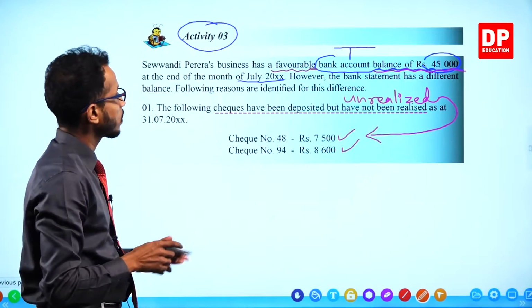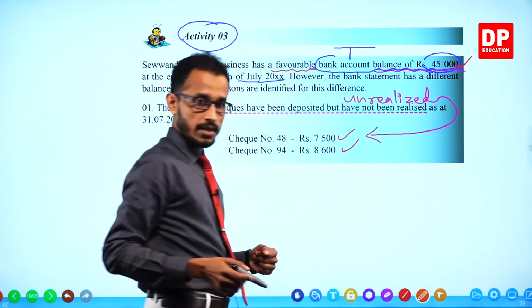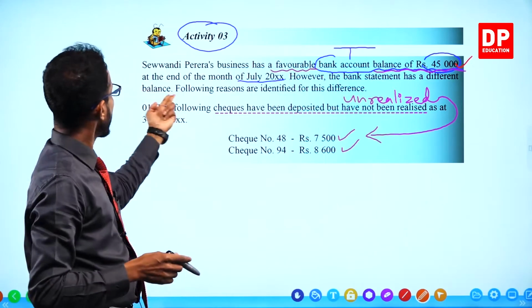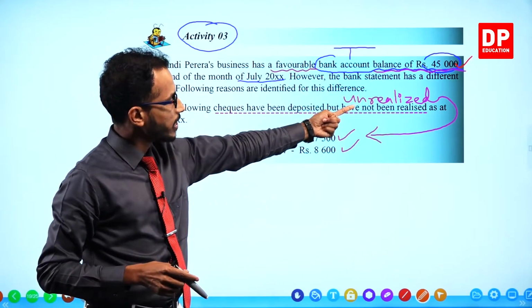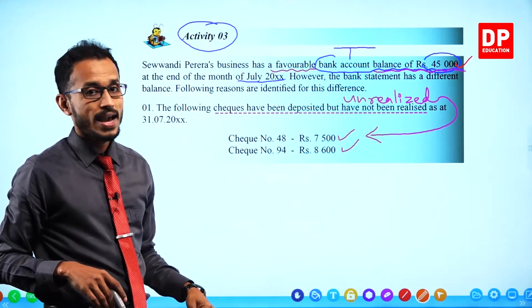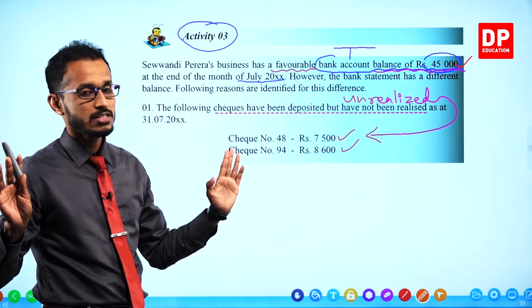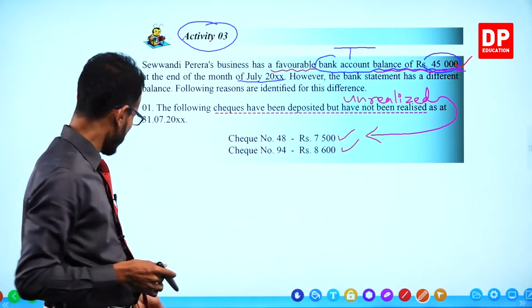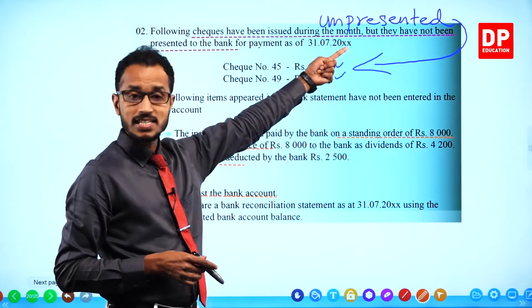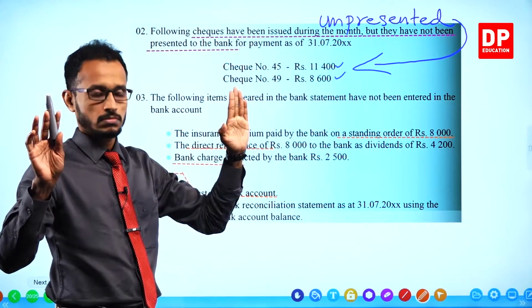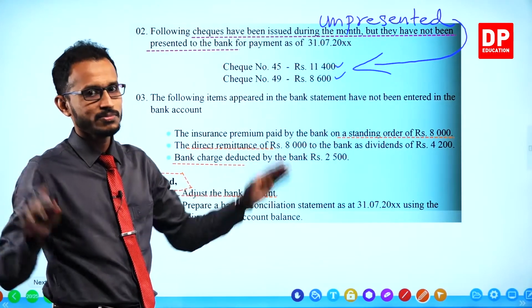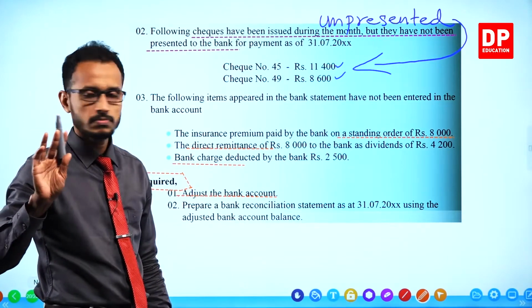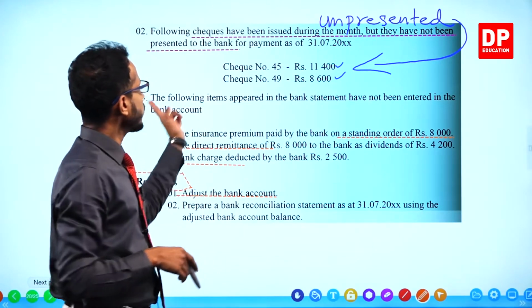Then we took this. And the bank statement has a different balance. Following reasons are identified. First reason, unrealized checks. We don't take unrealized checks to the updated bank account, adjusted bank account. Unrealized checks should be taken to the reconciliation statement. Then we have unpresented checks. We don't take unpresented checks to the adjusted bank account either.